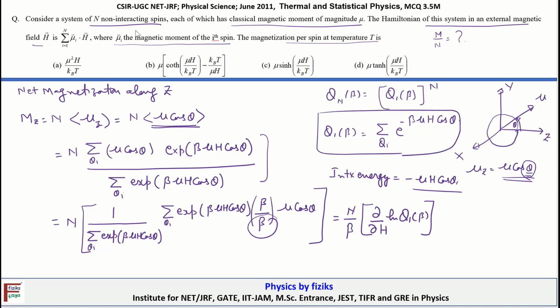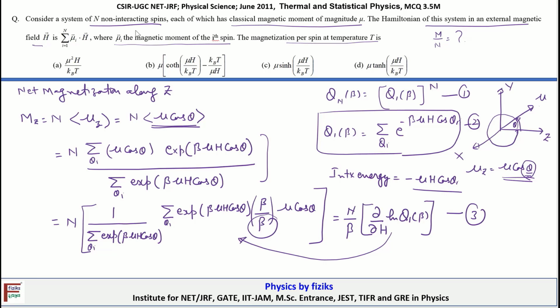So when we take the differential of ln q1 beta with respect to h, we must obtain this expression, and in principle you will definitely obtain this expression, okay. So let me call this equation 1, this equation 2, and this final result equation 3. So from equation 3, we notice that the magnetization per spin is simply equal to 1 by beta times the derivative with respect to h of ln q1 beta.